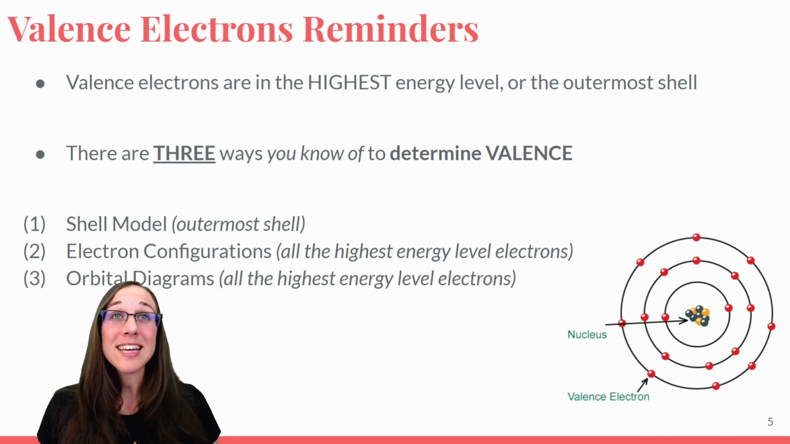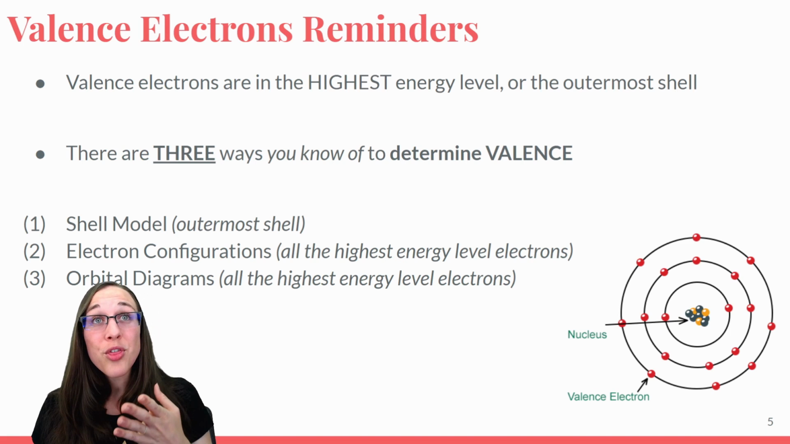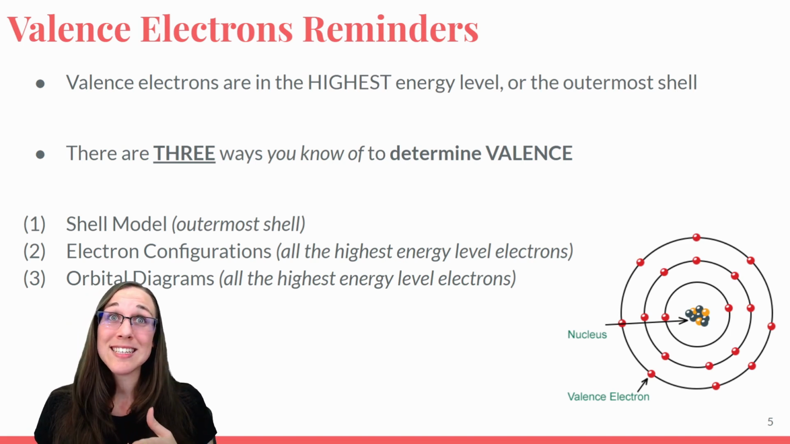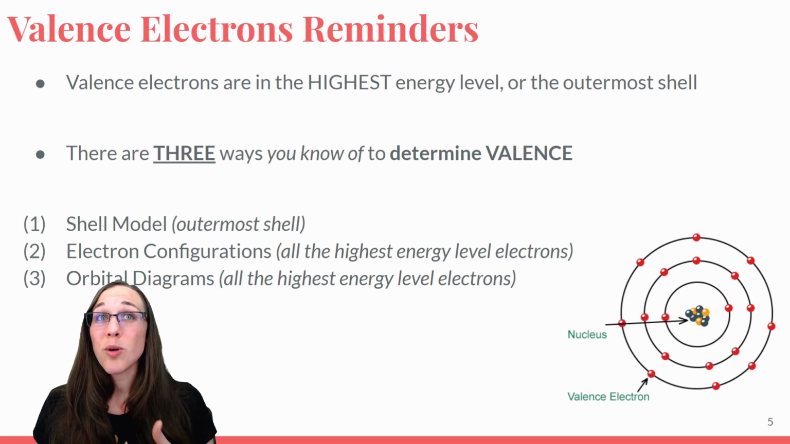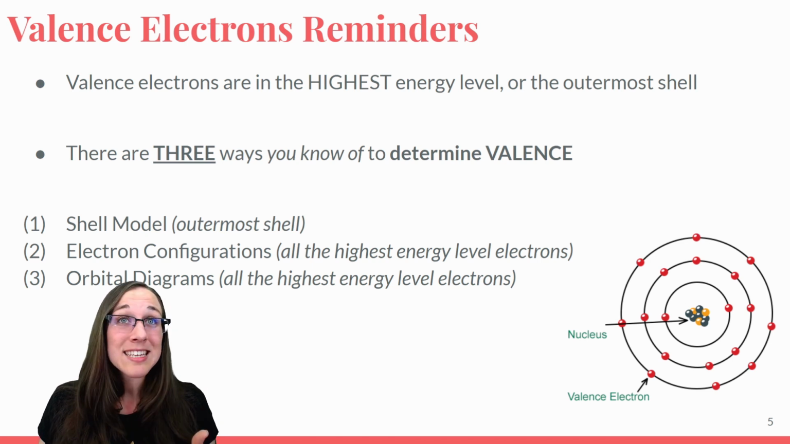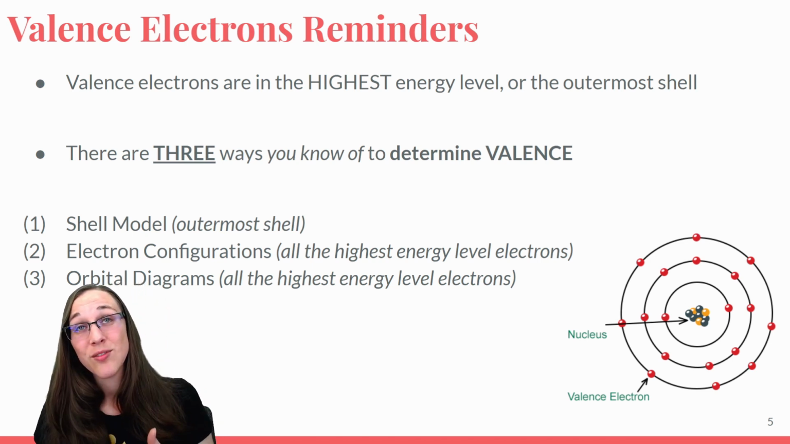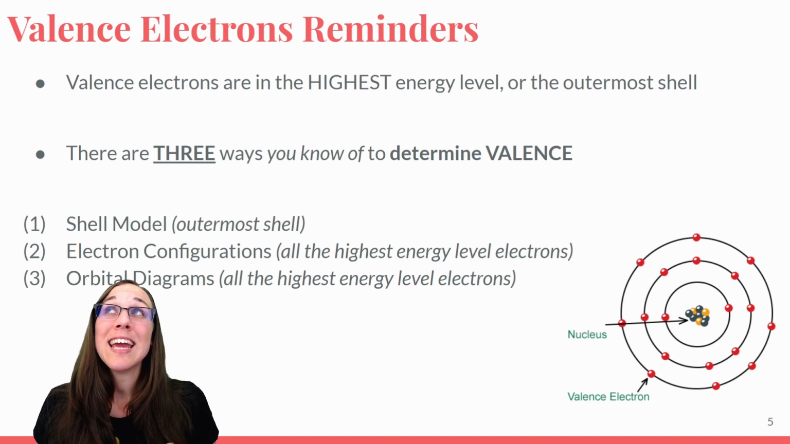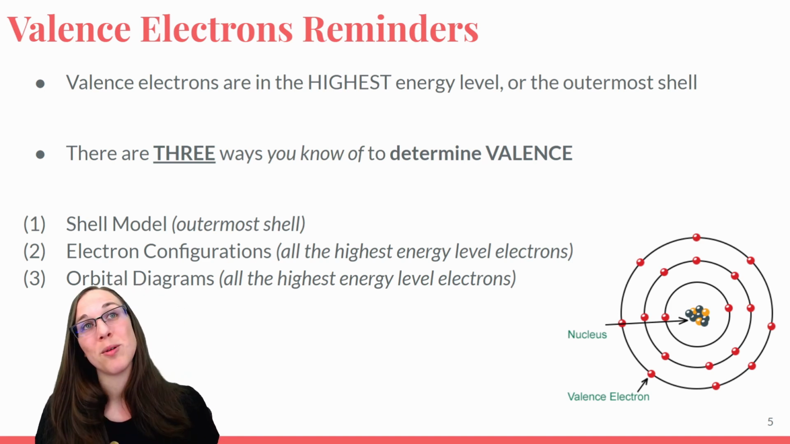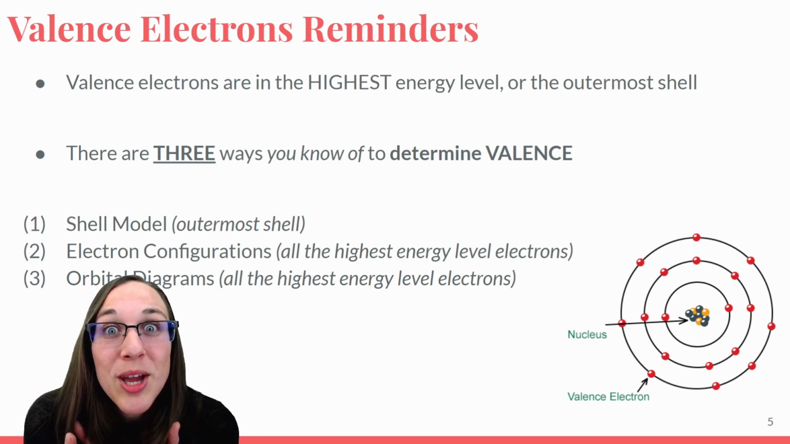And last but not least, there's orbital diagrams as a third way to determine what valence an atom will have. Those orbital diagrams, you're going to look at the highest energy level electrons, just like you did for electron configurations. And again, if you don't know how to make orbital diagrams, watch my previous video, I tell you how to.